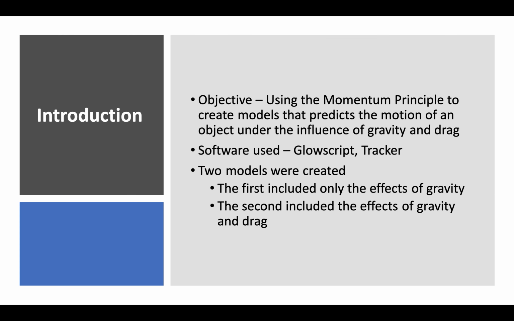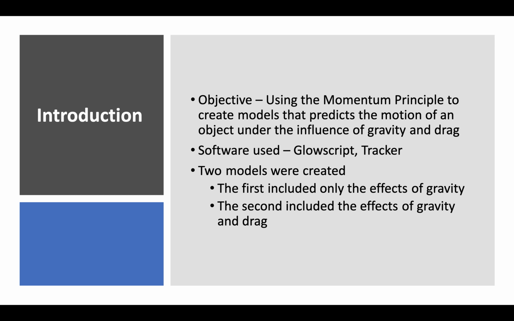The experiment included dropping an object from rest and using momentum's principle to predict and compare the motion of the system. I used a paper ball in this experiment. The first case was to neglect drag, while the second case is to take drag in consideration. Tracker was used to interpret the data while GlowScript was used to write the code.